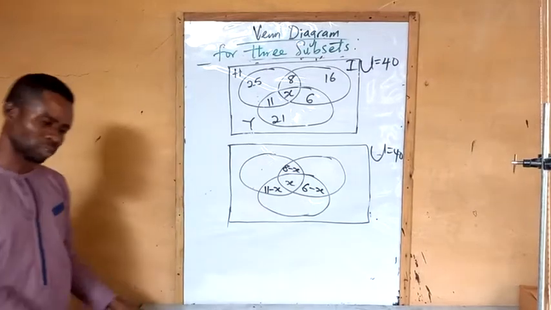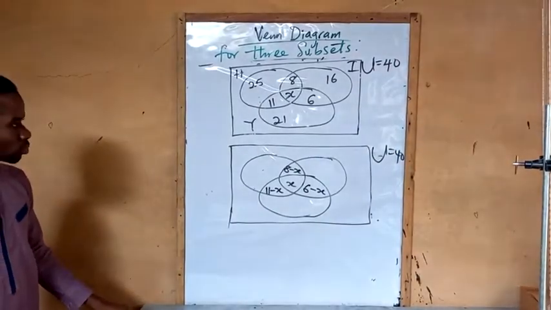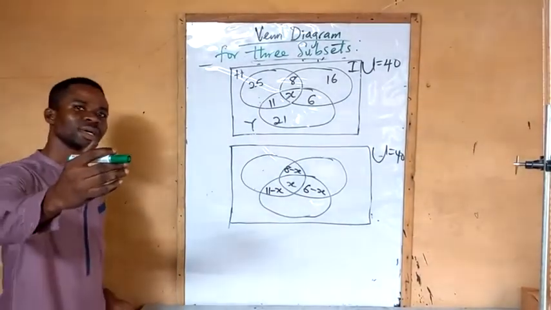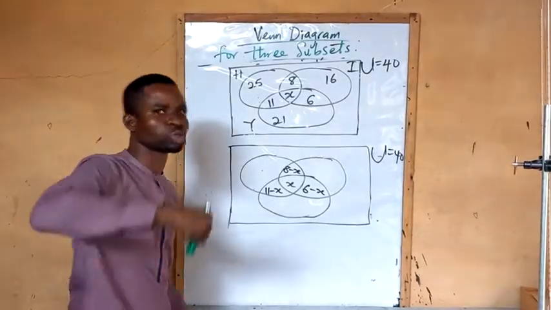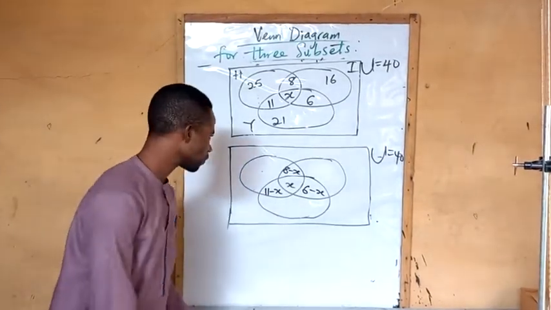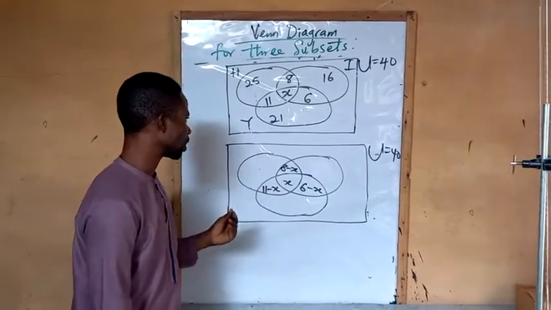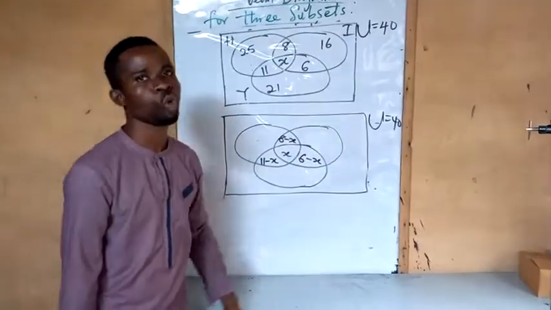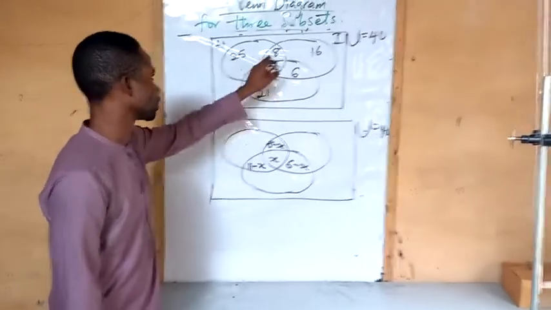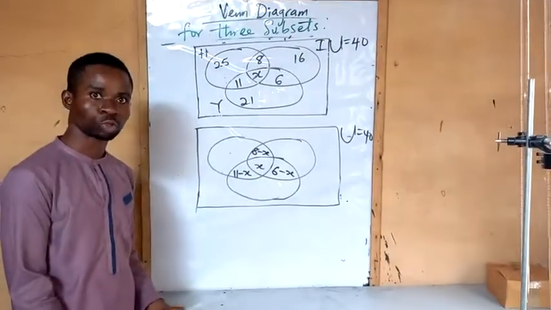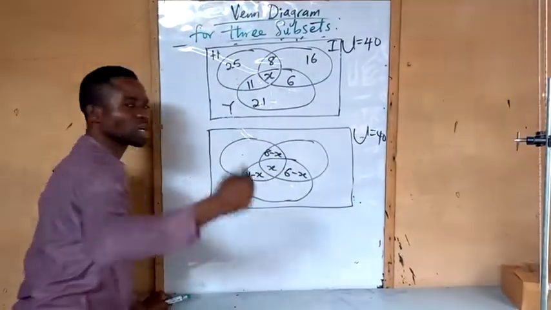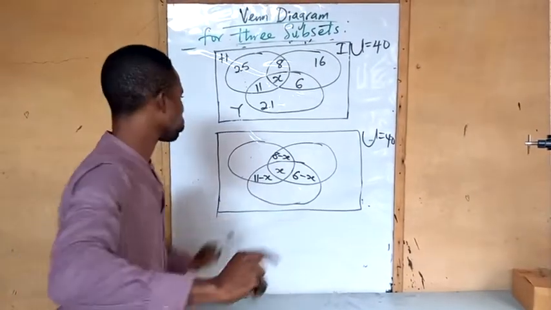Now, for instance, let us say in the same particular question, we still have, after this, something like Hausa and Igbo only. After they've given us this, what do you do? Just take this 8 minus X, equate it with that number to find your X.